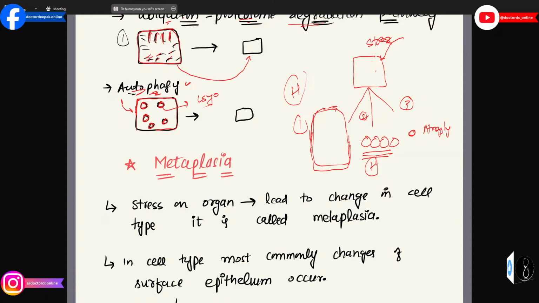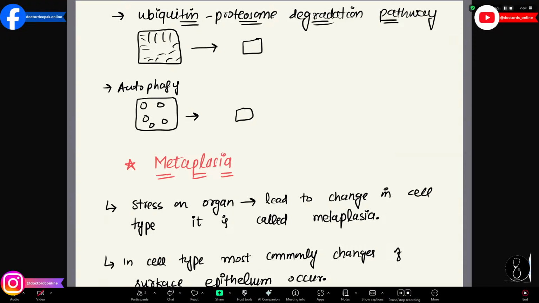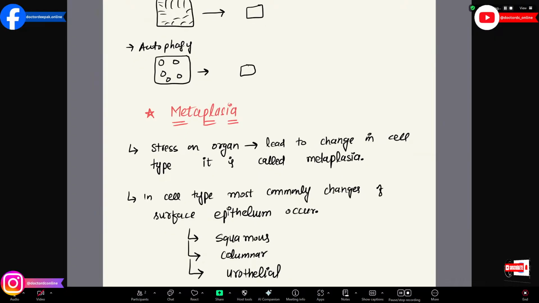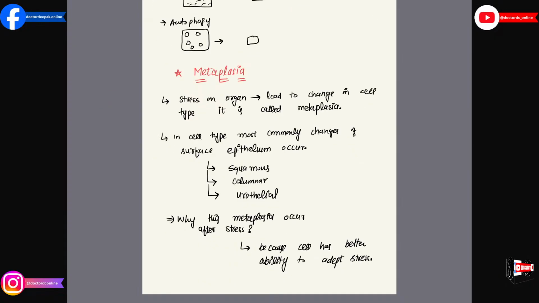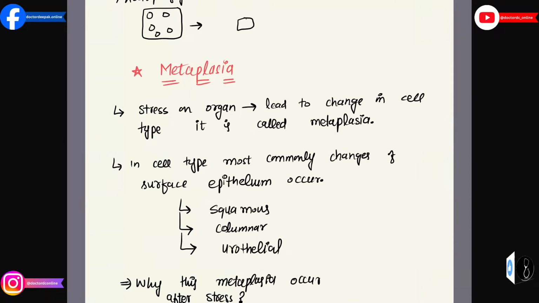Now let's discuss metaplasia. First of all, we have to understand the basic definition. What is metaplasia? To understand this, I will again take an example of one cell. Let's suppose this is one cell, and you are going to put a stress on this cell.